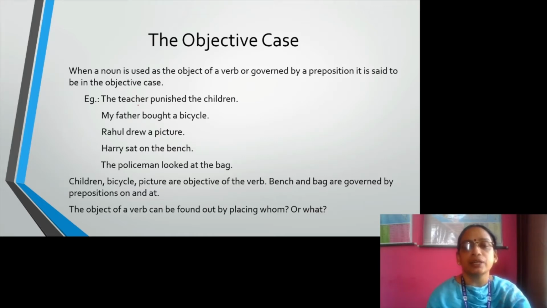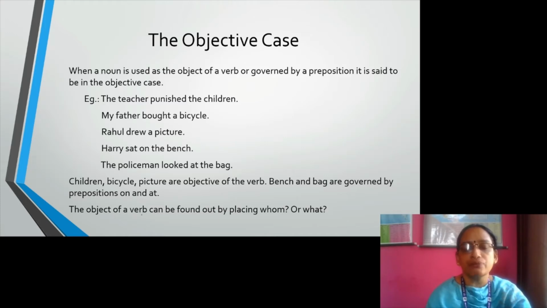The teacher punished the children. My father bought a bicycle. Rahul drew a picture. Hari sat on the bench. The policeman looked at the bag. Let us see: children, bicycle, picture. They all are objects, meaning objects of the verb. Bench and bag are governed by the prepositions on and at.